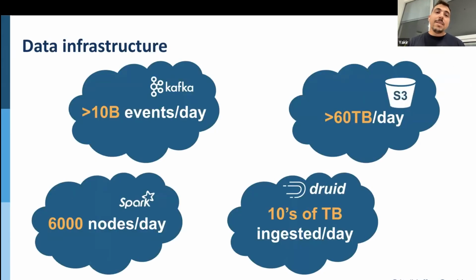And in Nielsen, we have a very extensive data infrastructure. These numbers here represent only a single division in Nielsen. But as you can see, these numbers are very impressive. We are processing more than 10 billion events on a daily basis on our Kafka clusters. If we're talking about S3, we are storing more than 60 terabytes every day on S3. And in general, our data lake consists of more than 5 petabytes of data. Talking about Spark, we are running more than 6,000 nodes of Spark on a daily basis. And finally, when talking about Druid, we are ingesting tens of terabytes of data into Druid on a daily basis.